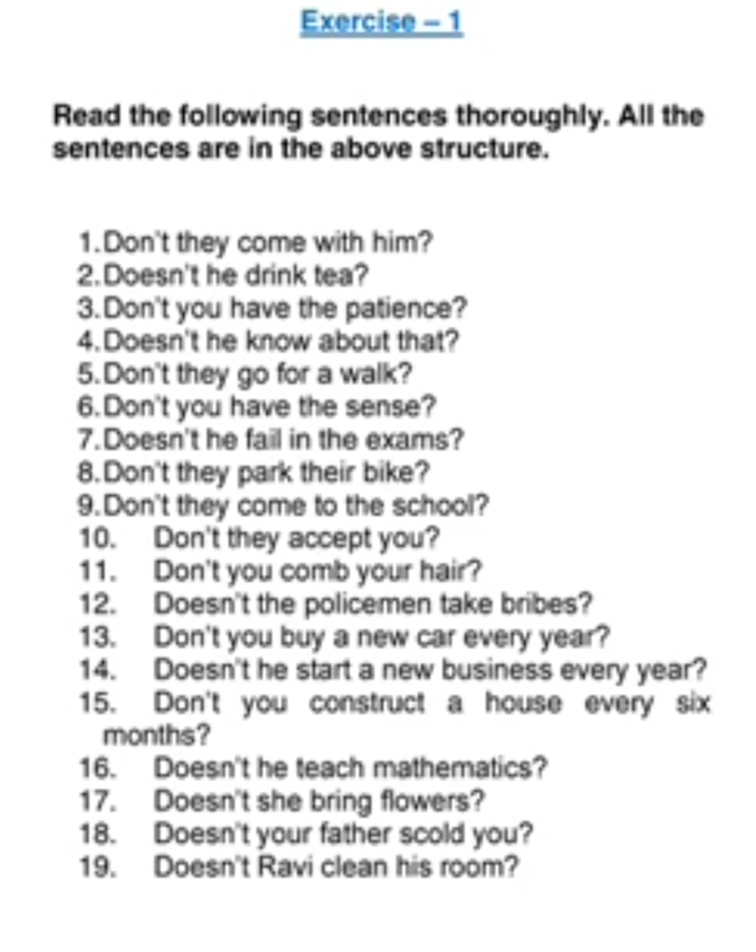Now let's do exercise 1, and this point will become completely clear. Read the following sentences thoroughly. All the sentences are in the above structure. Don't they come with him? Doesn't he drink tea? It's a regular action about which you are asking a negative question. Doesn't he drink tea? Don't you have patience? Doesn't he know about that? Don't they go for a walk? Don't you have sense? Doesn't he fail in the exam?